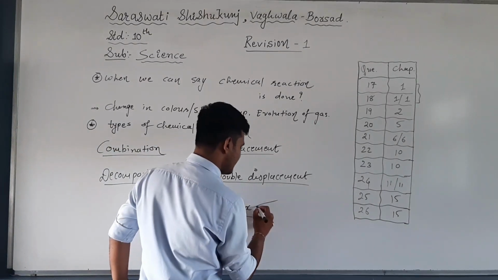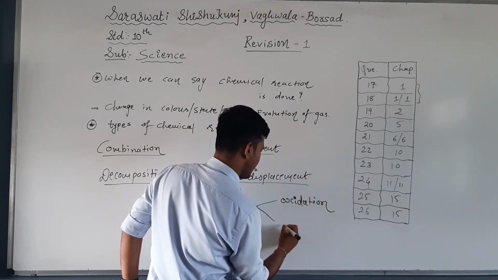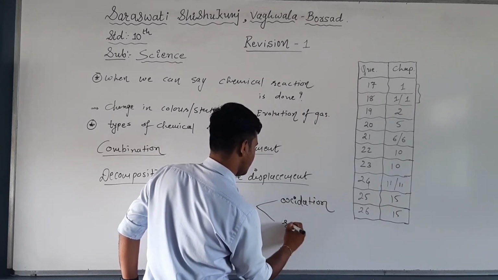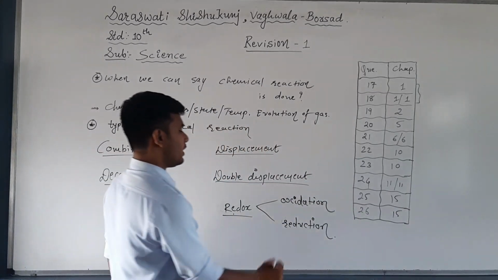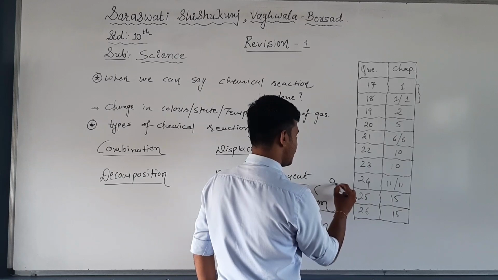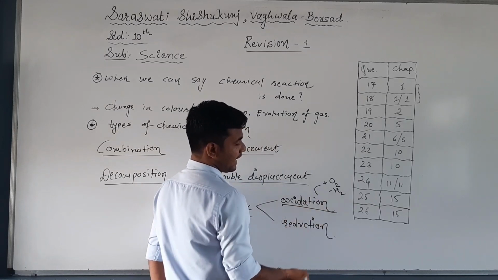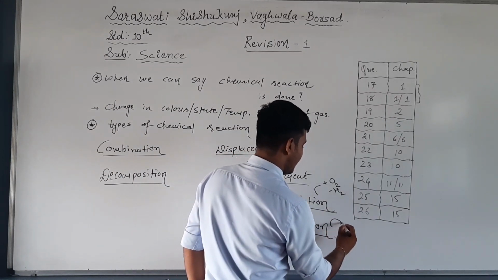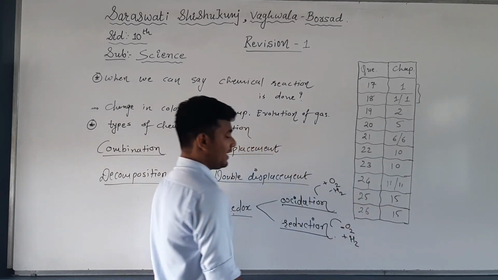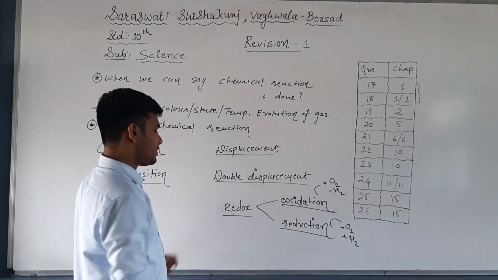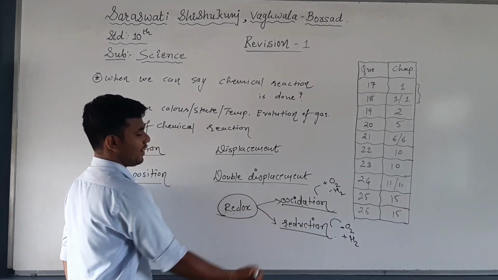And redox is a combination of oxidation reaction and reduction reaction. Now beta, what is called an oxidation reaction? The reaction in which oxygen is added and or hydrogen is removed is our oxidation reaction. In reduction reaction, if oxygen is removed or hydrogen is added, that is called a reduction reaction. And if there is any reaction in which both happen together, that is considered a redox reaction.